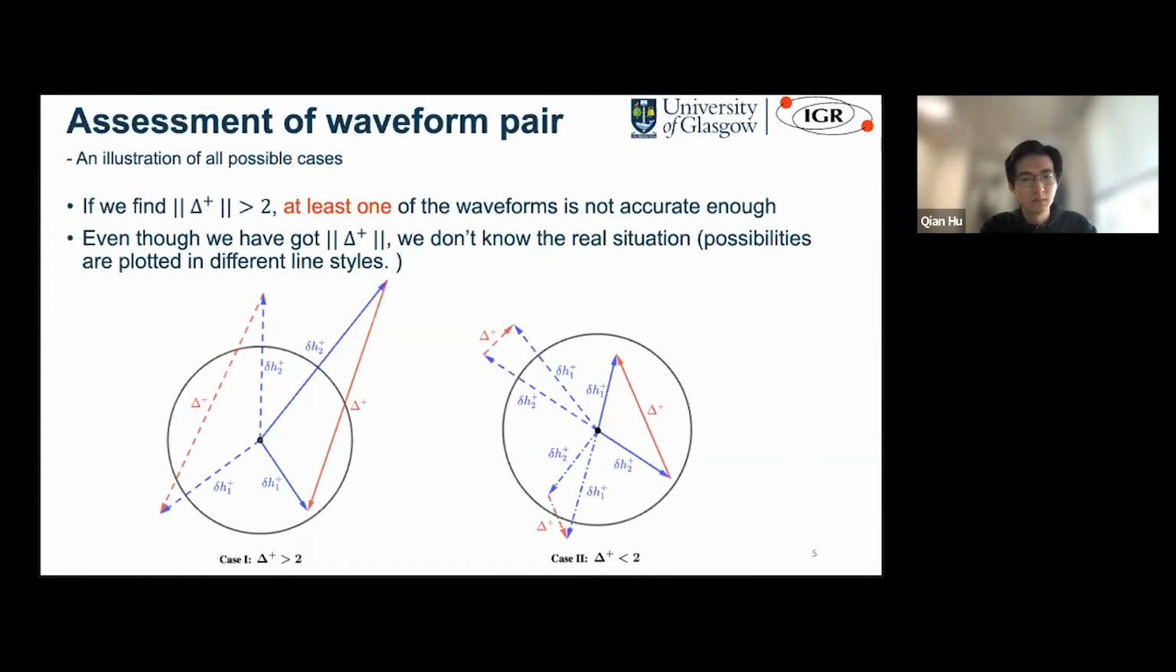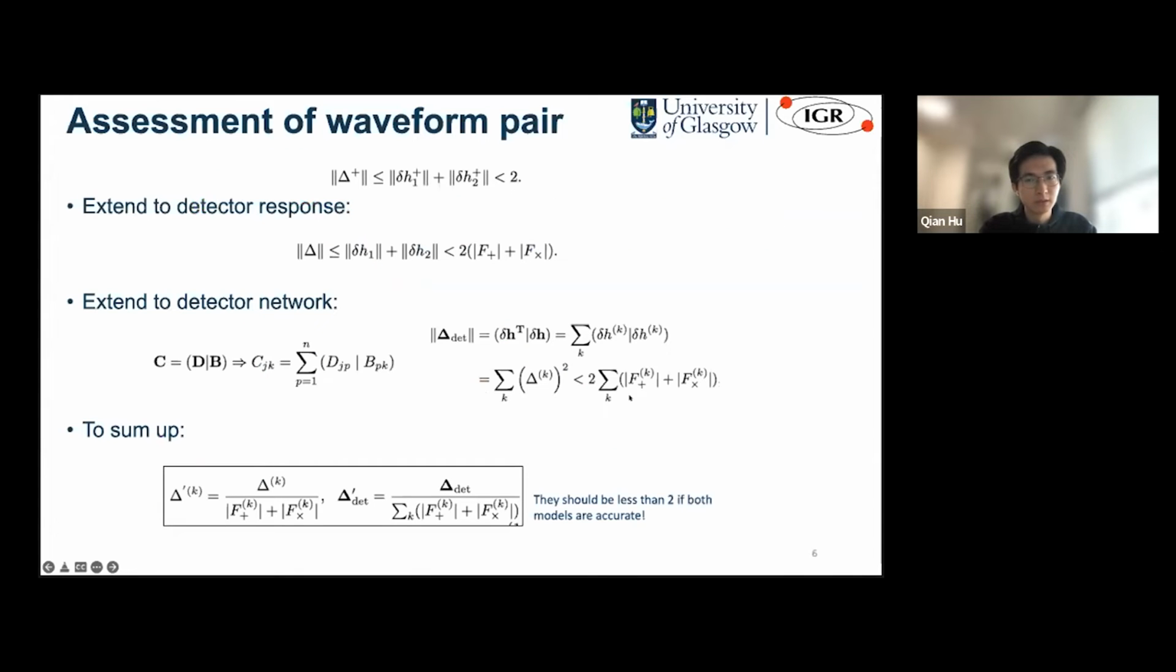At least one of them is seriously deviated from the real waveform. But if they are making similar mistakes, like here, we cannot examine it in this method. So this method can be extended to the detector response or the detector network. We can always construct a quantity that has an upper limit of 2, which is shown in the box.